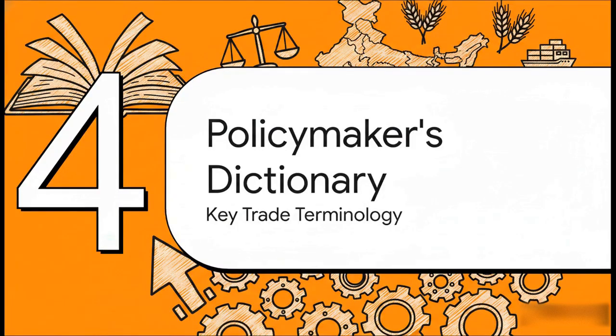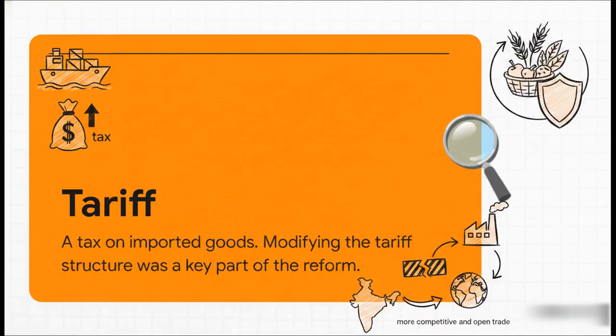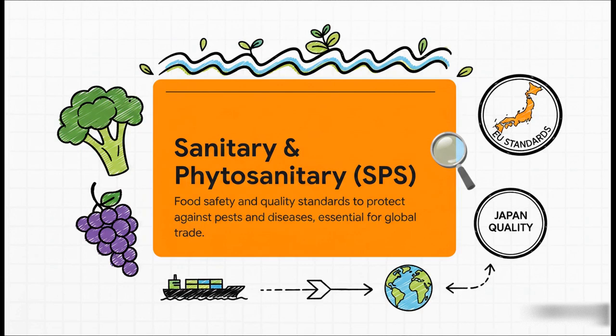All right, quick vocab session. If you're going to make good policy, you got to speak the language. So let's quickly nail down a few key terms from our playbook that every policymaker absolutely needs to know. First up, a tariff. Super simple, right? It's just a tax on imports. It makes foreign stuff more expensive, usually to protect your domestic industries. The key takeaway for a policymaker is that modifying this tariff structure was one of the biggest levers they pulled to open up trade.